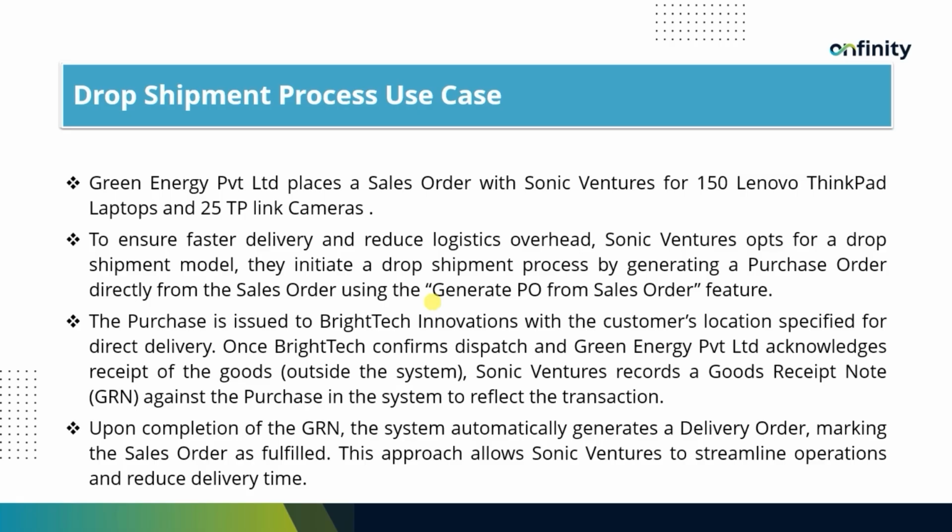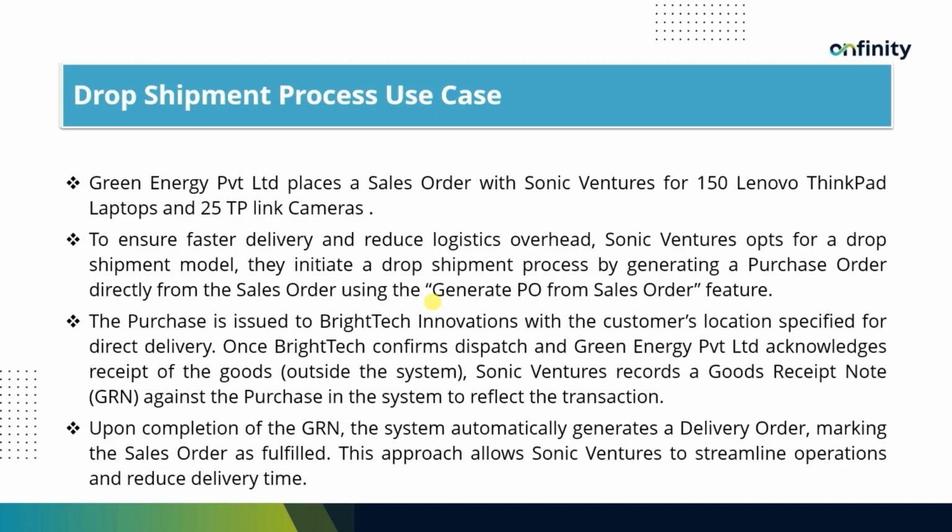We will explore a real-life example that will help you clearly understand how the drop shipment process works and its role in business operations. In this scenario, Green Energy Private Limited places a sales order with Sonic Ventures for 150 Lenovo ThinkPad laptops and 25 TP-Link cameras. To ensure faster delivery and reduce logistics overhead, Sonic Ventures opts for a drop shipment model.